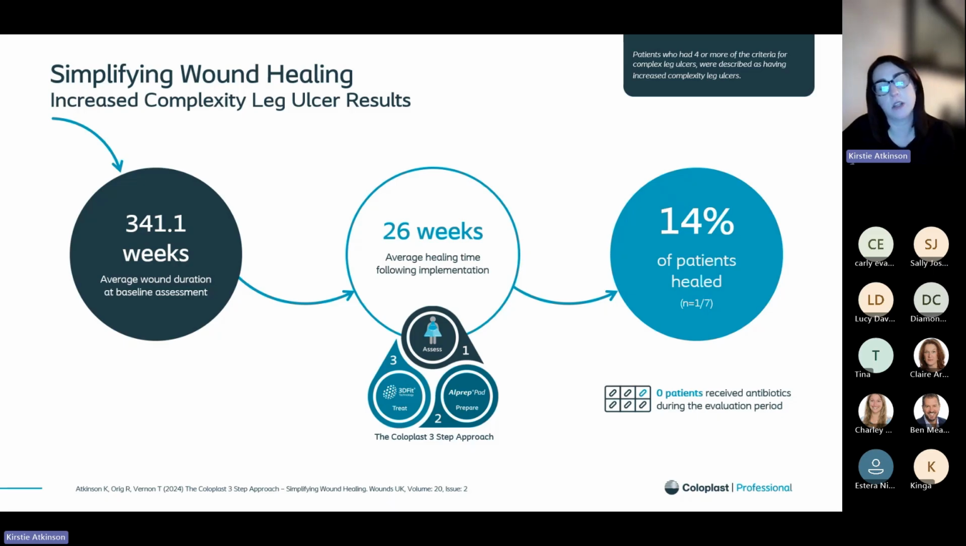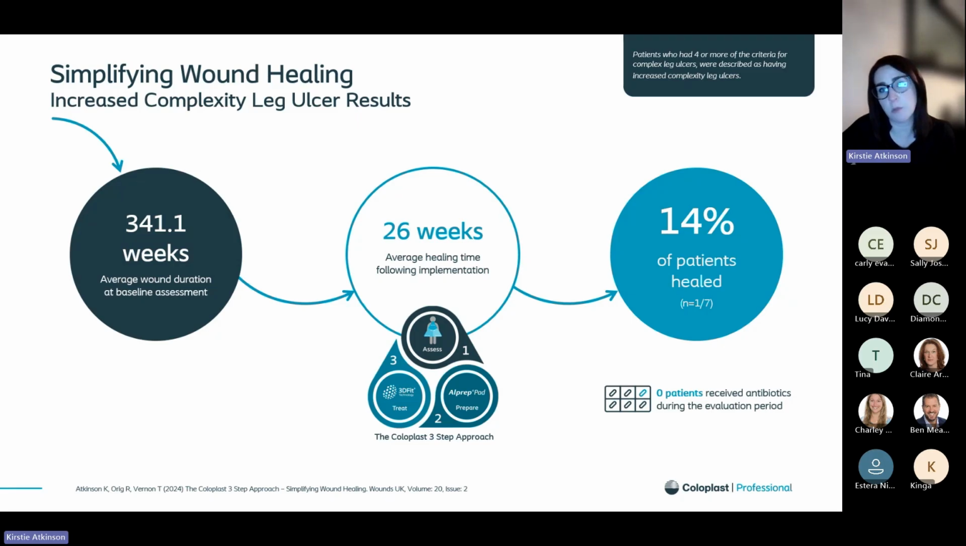In this cohort of patients, they have an average wound duration at their baseline assessment of 341.1 weeks. And there was one patient involved in that number that had had his wound since 2002. He came in and first saw me and he was like, I'm going to die with this, but is there anything that you can do so I'm not changing the dressing twice a day, because I can't do it anymore? And his wound actually did go on to reduce by 25% while I was seeing him, and he got his dressing changes down to twice a week.